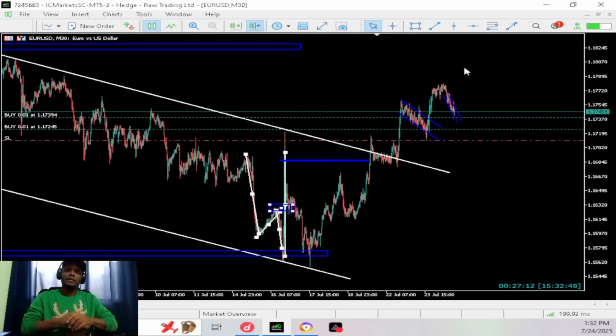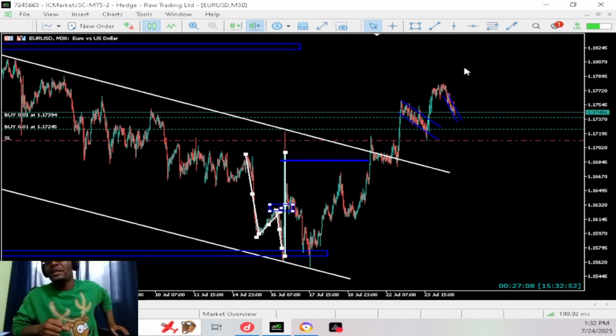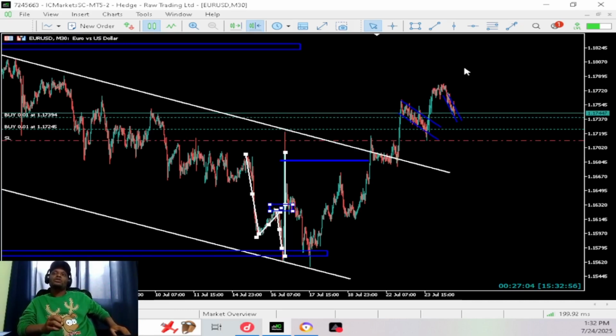But I'm more of a candlestick pattern trader. That means I analyze my trade, then I take my entry based on candlestick pattern theory.